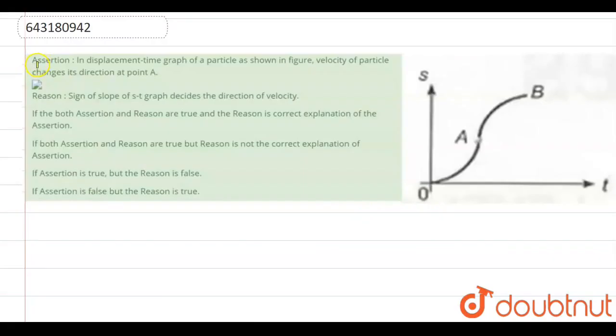Hello everyone, let's begin with the question. In this question, starting with the assertion, it says that the displacement-time graph of a particle is shown in the figure and the velocity of the particle changes its direction at A, while the reason says that the sign of the slope of the S-T graph decides the direction of the velocity. So these are the two statements. Let us verify which one is correct and which one is not.